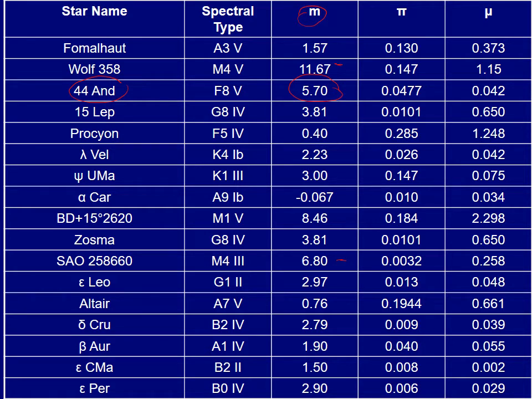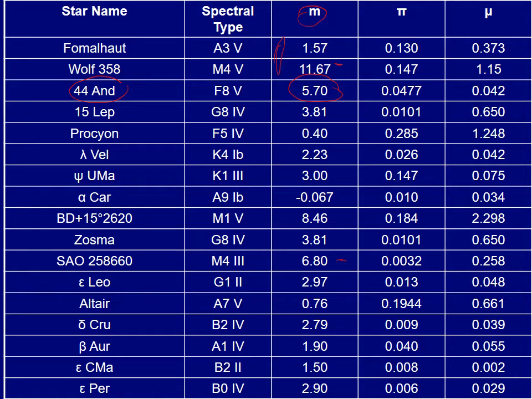So the next question is, well, how do you figure out how many times brighter? Because we can find out how many magnitudes brighter. For example, for the first two stars right here, we have Fomalhaut and we have Wolf 358, and they are a difference of 10.1 magnitudes. Well, so we know they're a 10.1 difference in magnitudes.